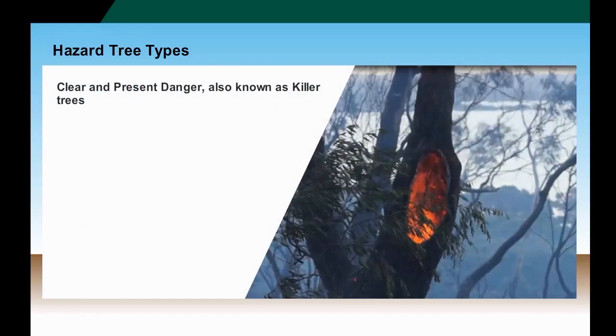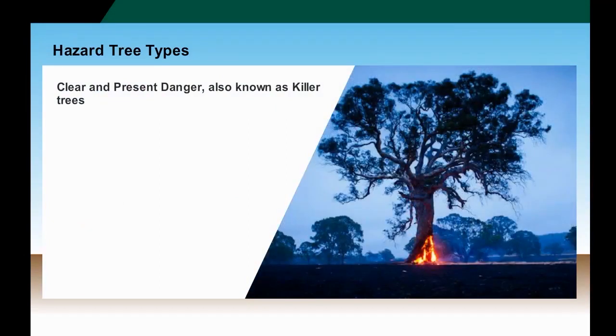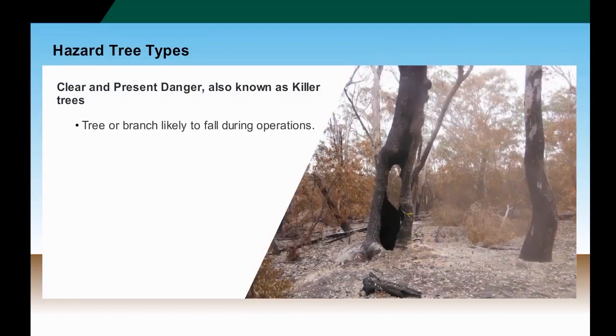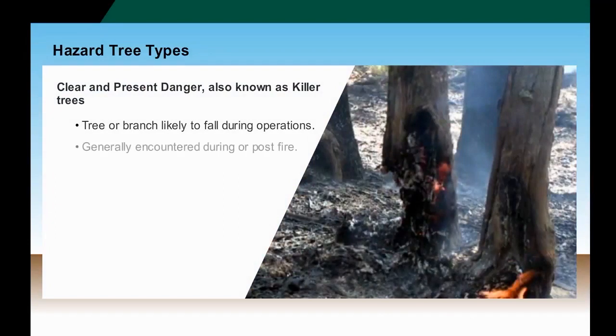A clear and present danger tree, also referred to as a CPD tree or killer tree, is a tree or branch that is likely to fall during current operations and impact personnel in its potential impact zone. These trees are also known as K trees, as they are marked with a yellow K.